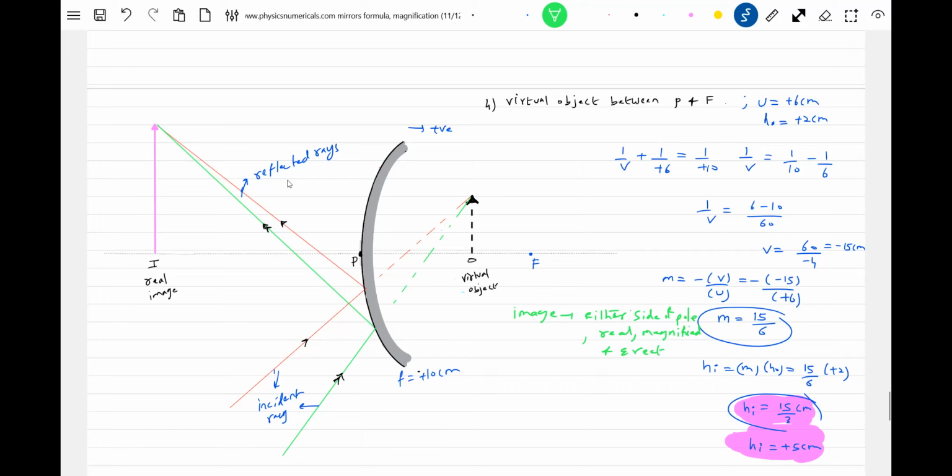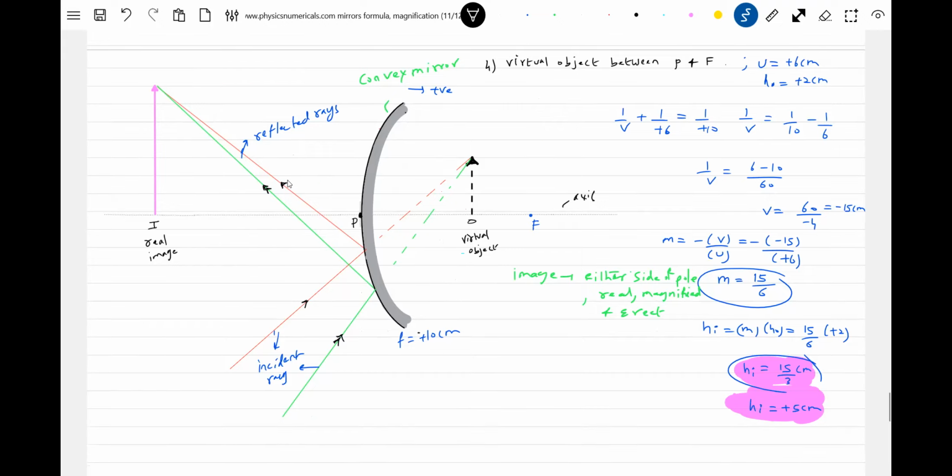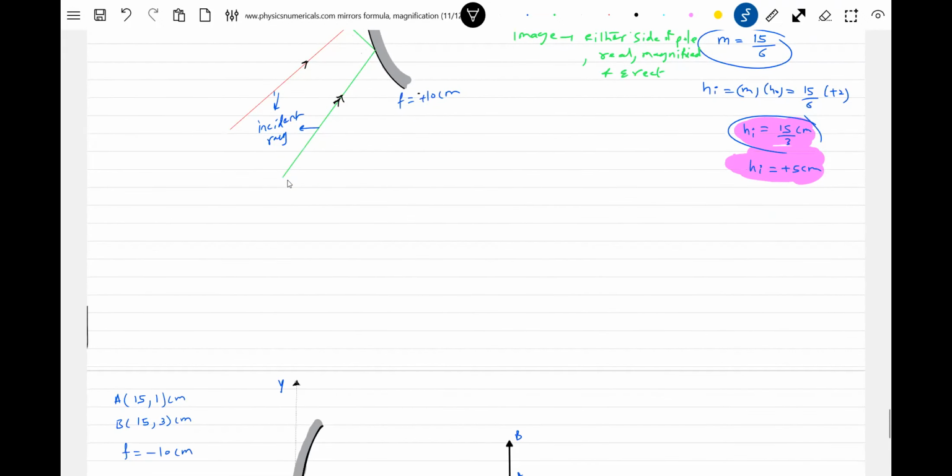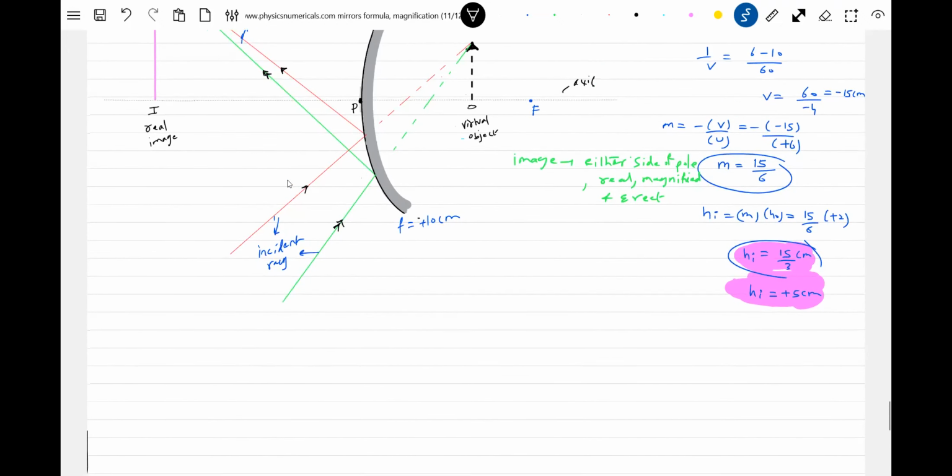So what is a convex mirror? It's a spherical mirror. Convex mirror: what is possible? What is not possible? Conclusion.